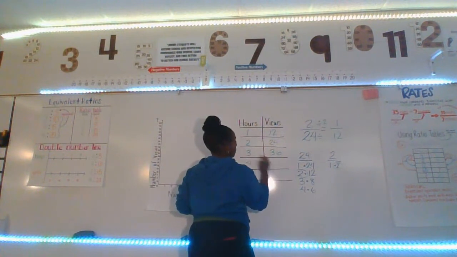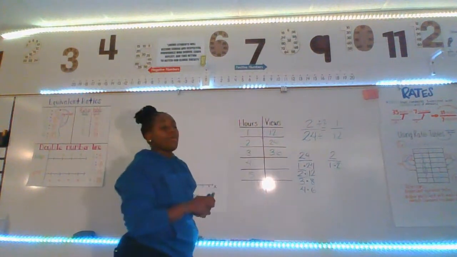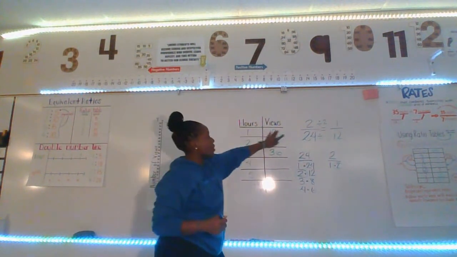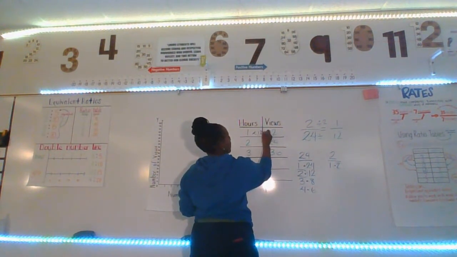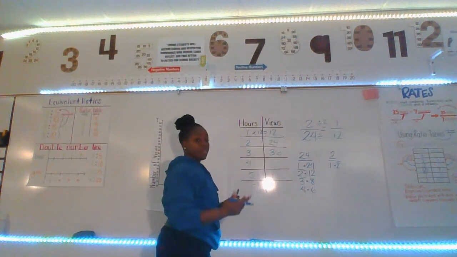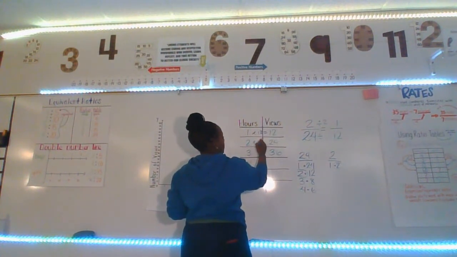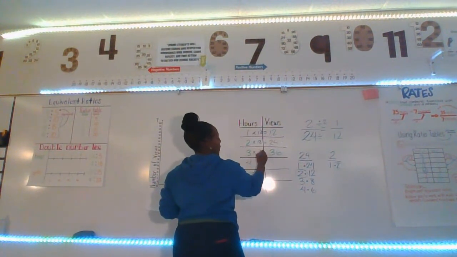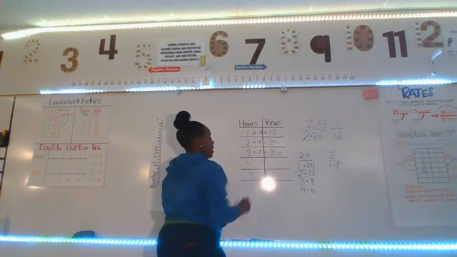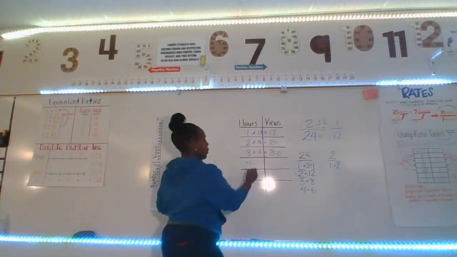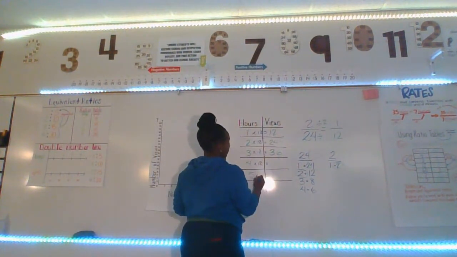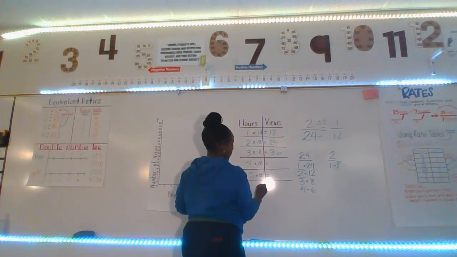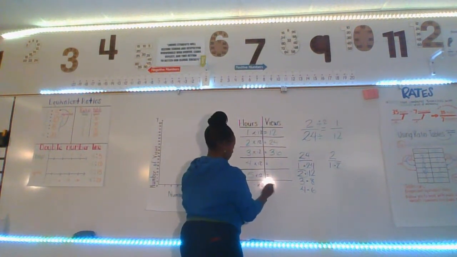For every 3 hours, there were 36 views. Then we continue. Your question, you want to think about, what am I doing to the hours in order to get views? I'm taking the hours and multiplying it by 12 in order to get views. So I take 2 and multiply it by 12 in order to get 24. 3 times 12 gives you 36. So if we keep the same pattern, we say, well, what is 4 times 12? What is 5 times 12? What is 6 times 12, right?